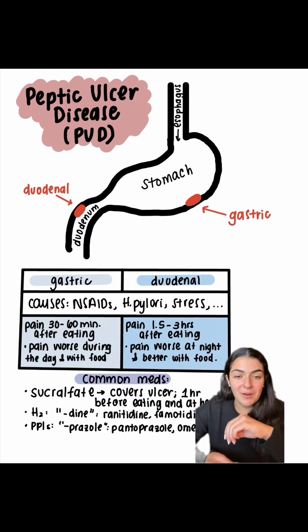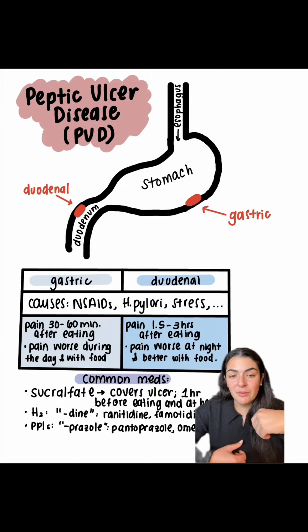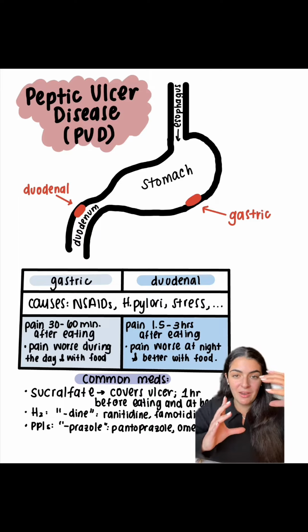Pain is going to be better with food, right? Because when we eat, the food goes right into the stomach, so it's secreting acid in the stomach area, not as much acid in the duodenal area.